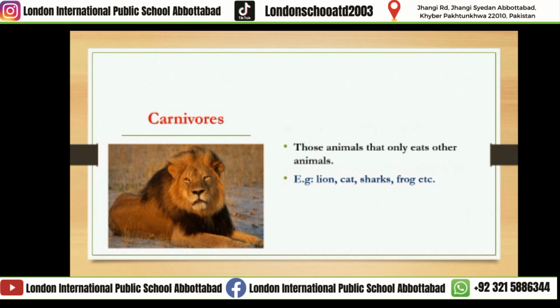Next is carnivores. So carnivores only eat meat of other animals, okay, who eat only and only the flesh of animals, and they don't eat plants, okay. For example, lion, cats, sharks, frogs, etc. all these animals are carnivores.